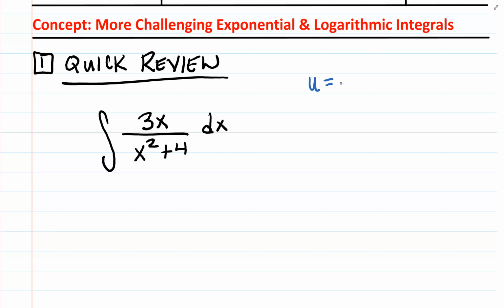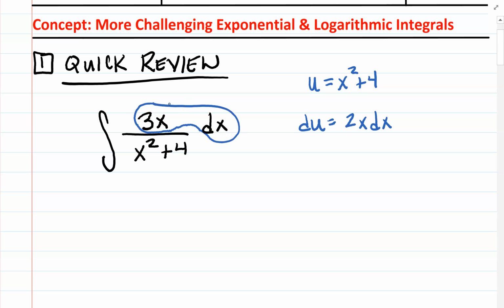So like this one, for example, let's let u equal x squared plus 4. Then we know that du is going to be 2x dx. And I have a 3x dx, so I can easily make this work just by multiplying both sides by 3/2. So 3/2 du is an equivalent statement to 3x dx, and that's what I see in my integrand.